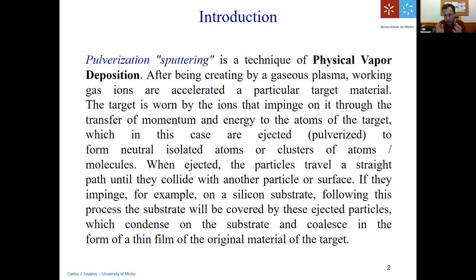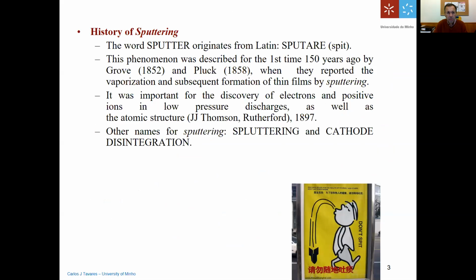In most of the cases, in normal sputtering, the ejected particles are neutrals. There is a parallel technique which is called HiPIMS, high impulse magnetron sputtering, where you can also sputter ions. So, a little bit of history.